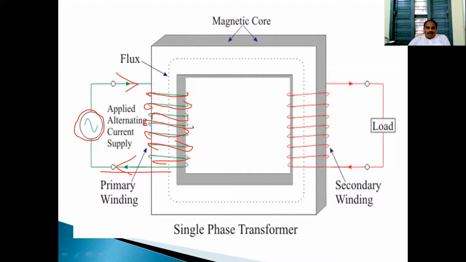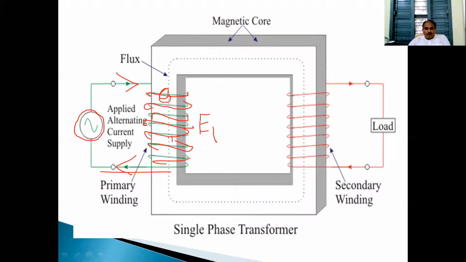So this conductor produces alternating flux. That alternating flux links the same coil according to Faraday's laws. When flux linking with the conductor changes, EMF will be induced. Here, this is the copper conductor. Alternating flux is there, that means flux linking with the conductor changes, so therefore EMF will be induced in the conductor. That is called self-induced EMF. The flux produced by these conductors links the same coil, and EMF is induced in the same coil.